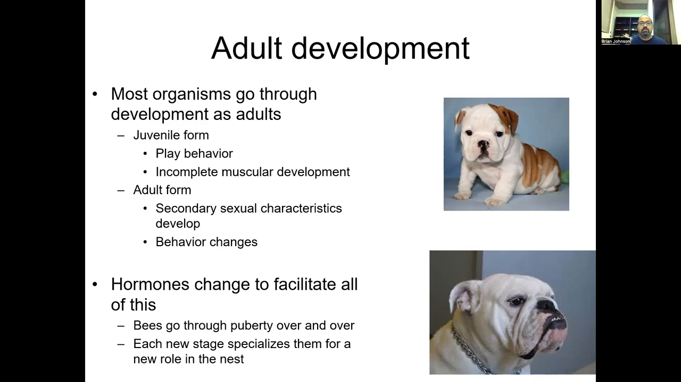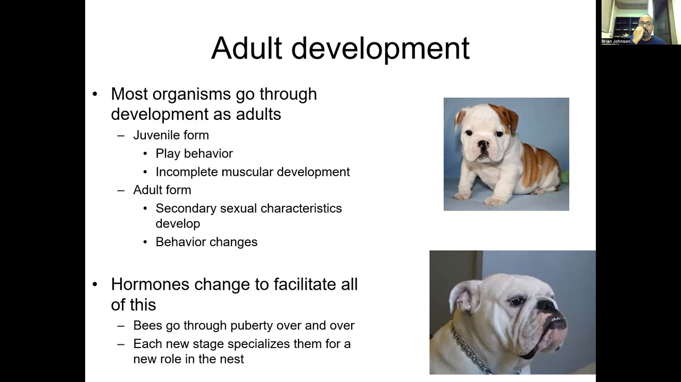And so the idea is that bees are going through puberty three times. Evolution has taken the standard developmental process whereby there's a juvenile and an adult form and caused the social insects to go through this transition multiple times. And every time they go through these transitions, they become specialized for playing a role in the nest. So instead of being specialized for juvenile or adult behavior, they're specialized to be a nurse, a food processor, a middle-aged bee, or a forager. But the biology is very similar.